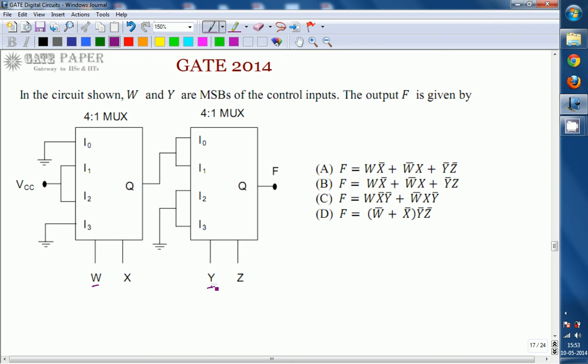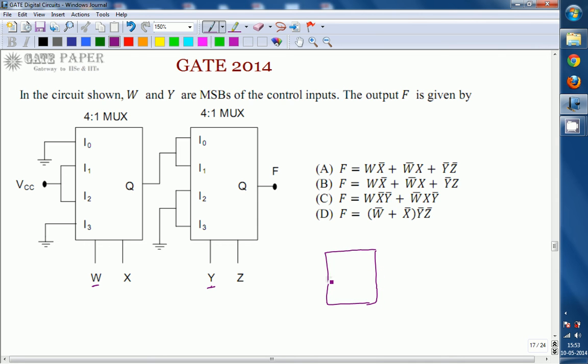So there are two multiplexers, and each one is a 4 to 1 multiplexer. First of all, we should know how to write the output function for a multiplexer. We will go with a 2 to 1 multiplexer, and from that we can explain the other things.